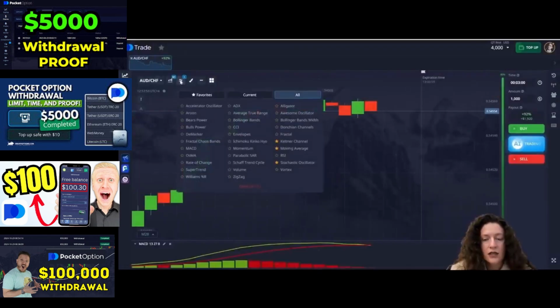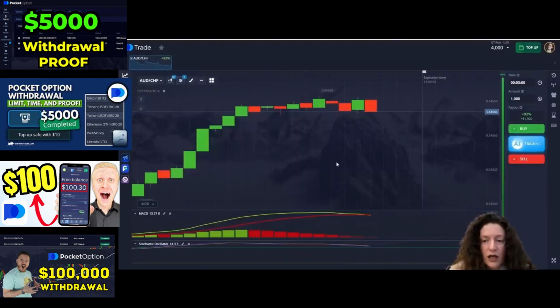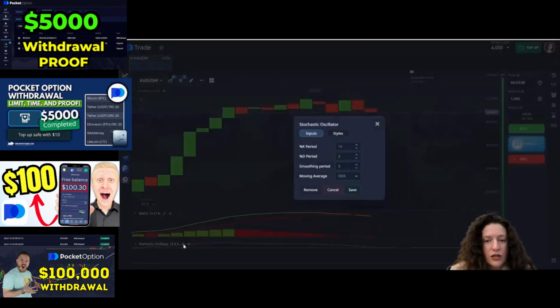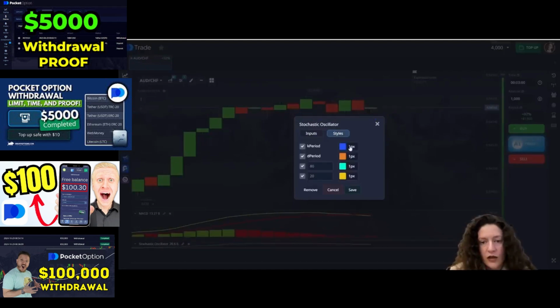The second indicator is the well-known stochastic oscillator. Let's set the periods to 26, 6 and 6. Here I also thicken the lines and save them.